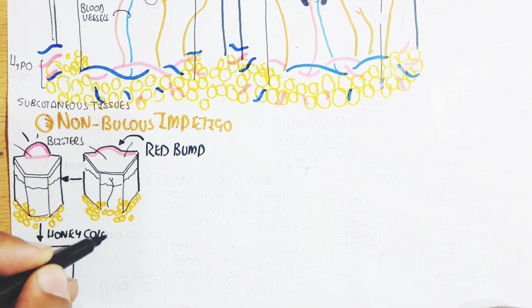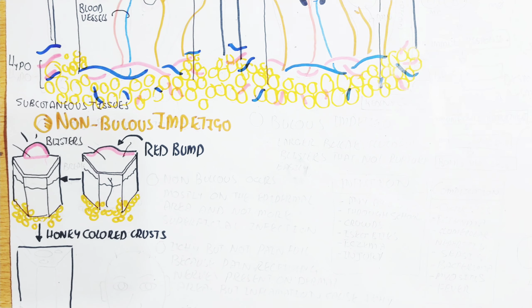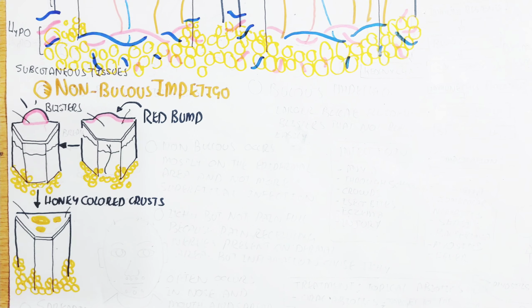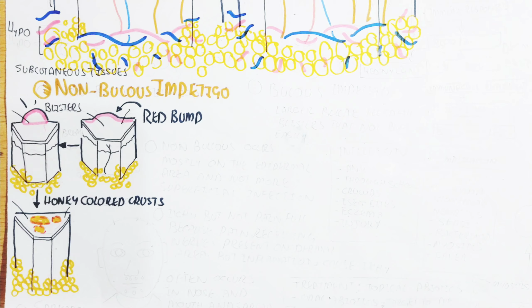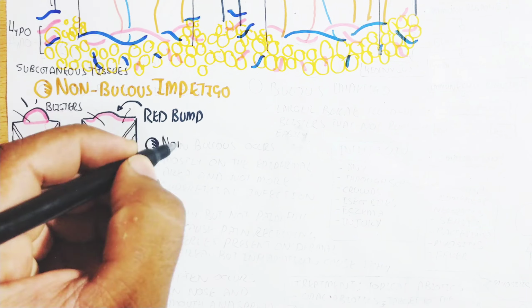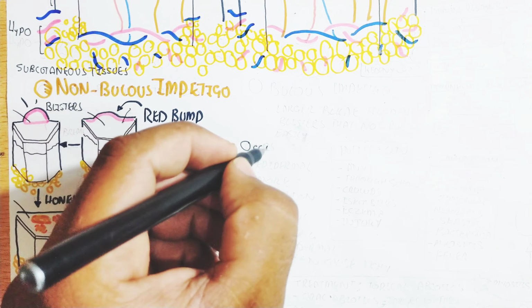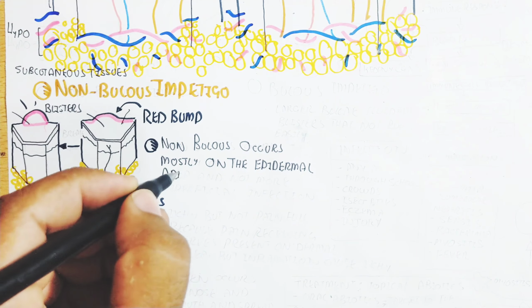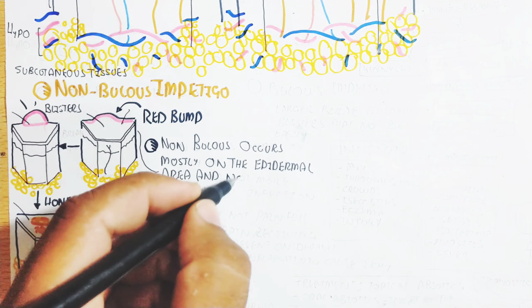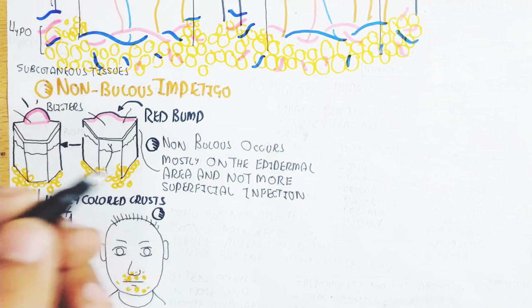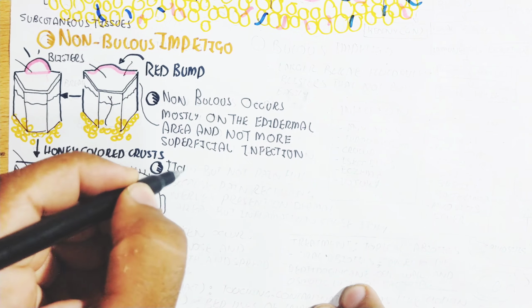This is the skin structure. So remember, whenever blister formation occurs, it presses on the dermis, and the sensory neurons will sense the signal and irritation will occur, but the pain is less. It often occurs in the nose and mouth and spreads more from the mouth. So the non-bullous form occurs mostly in the epidermal area and is a superficial infection. That is why it does not cause pain but irritation.